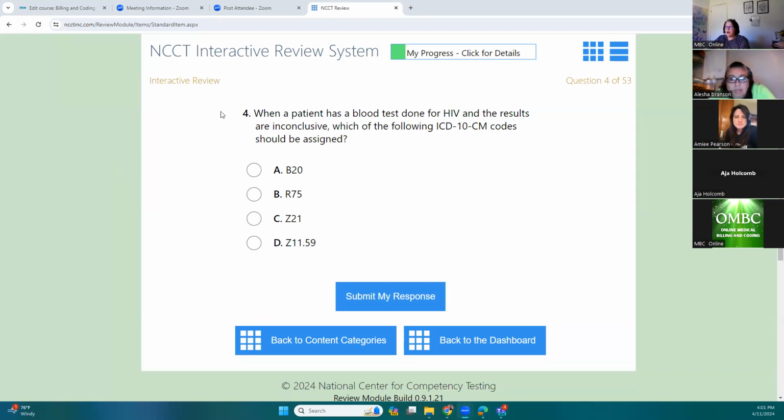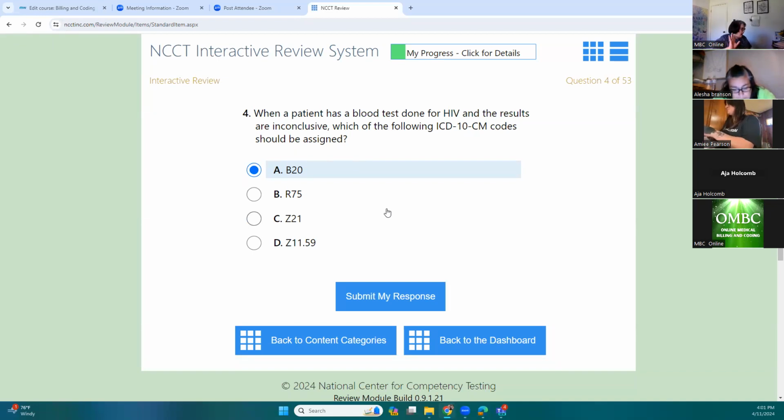All right, so I know this is number 4, but you can't go backwards once you start. I was trying to look through when I realized I don't have time to look through 53. So we're going to start on number 4. Number 4 says, when a patient has a blood test done for HIV and the results are inconclusive, that's very important, inconclusive, which of the following ICD-10 codes should be assigned? This is exactly the kind of choices that your NCCT test is going to give you. So you're going to need to decide.